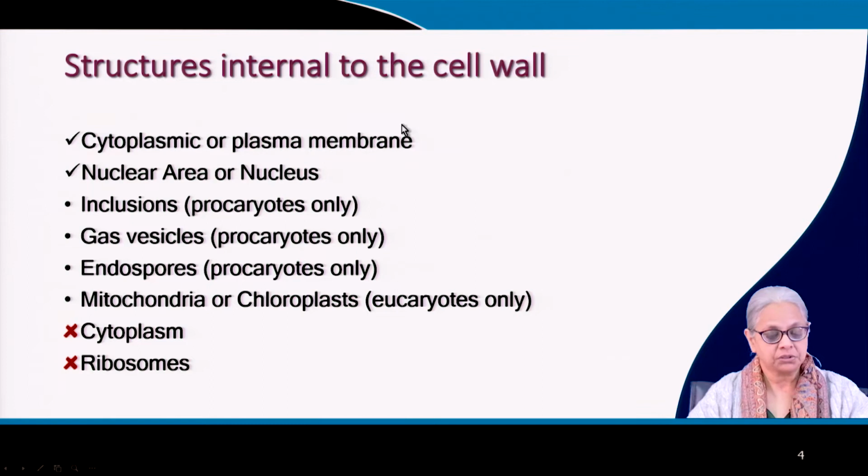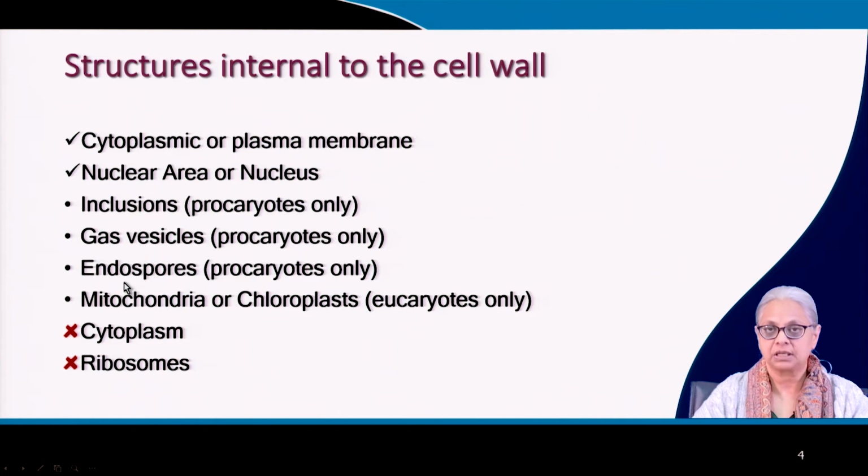Then we come to structures that are internal to the cell wall. So we have already taken a look at the cytoplasmic or plasma membrane, and we've looked at the nucleus or the nuclear area. Now we're going to look at the remaining organelles shown over here. So we are going to look at inclusions and gas vesicles as well as endospores. These are present in prokaryotes, and mitochondria or chloroplasts are present in eukaryotes only.